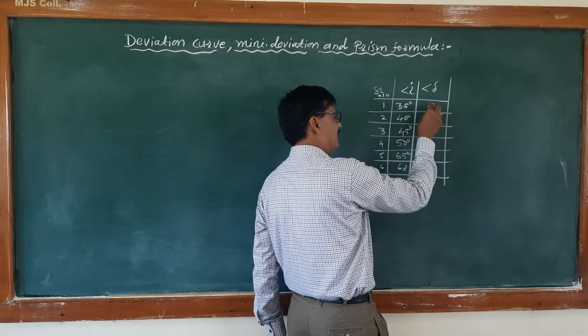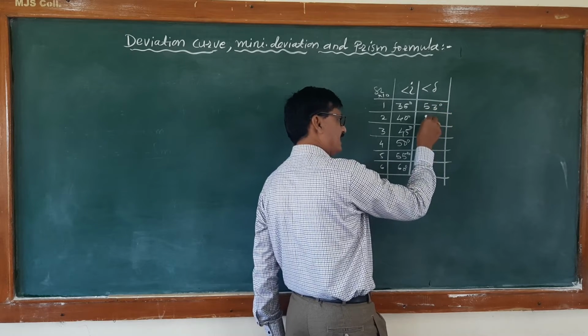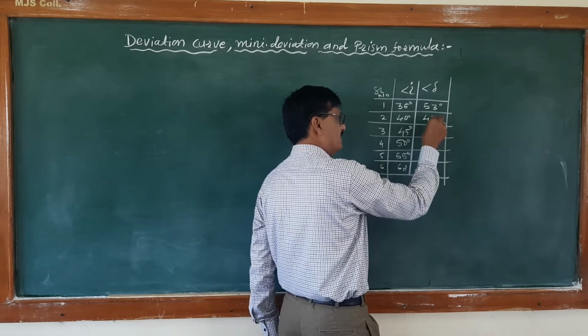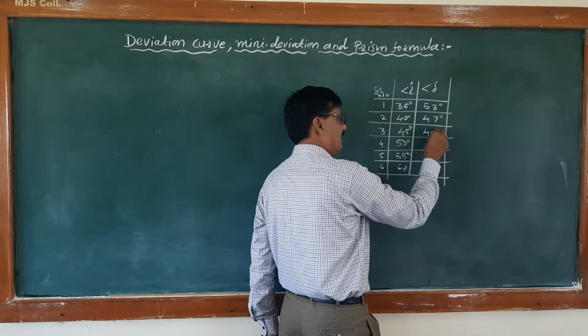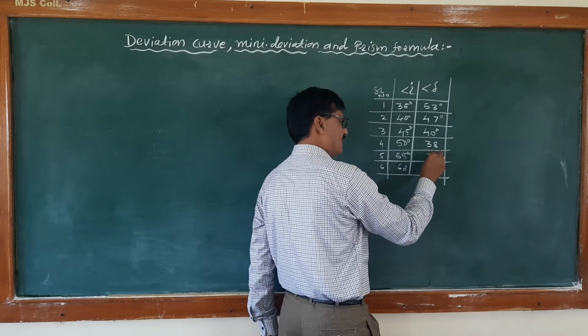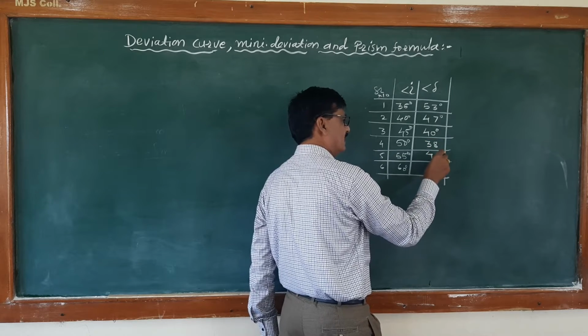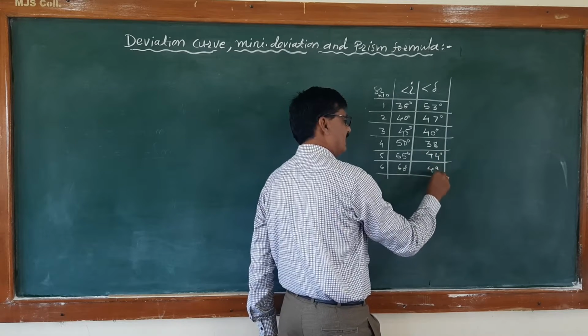This means that as the angle of incidence increases, initially if we measure the angle of deviation, it is 53 degree. Then again it goes on decreasing, this becomes 47 degree. This becomes 40 degree, and again it becomes 38 degree, and then it goes on increasing. This is 44 degree, and this is 49 degree.